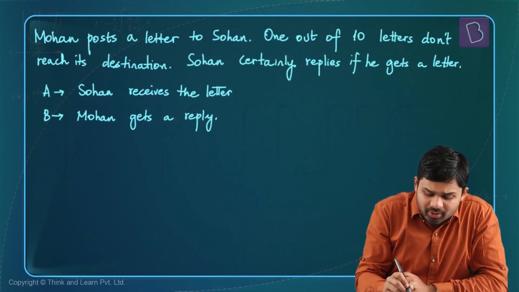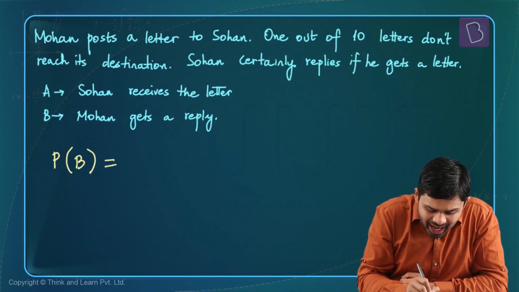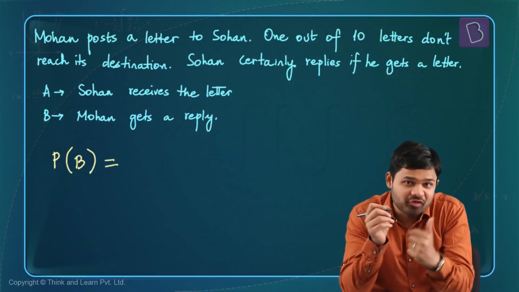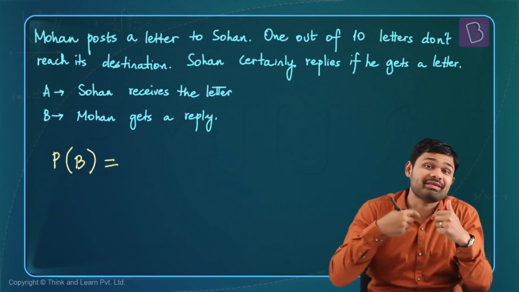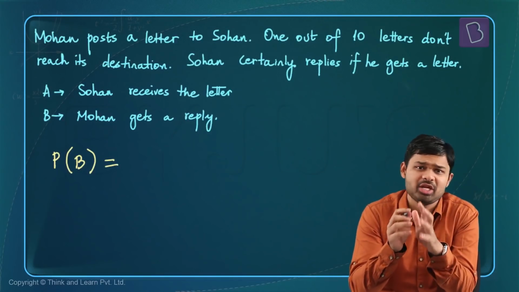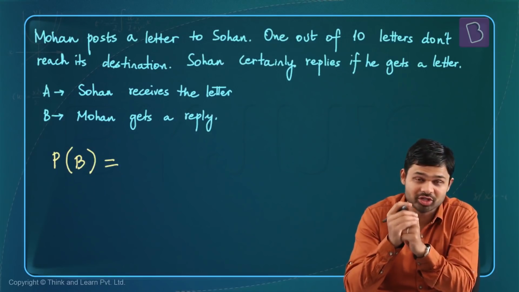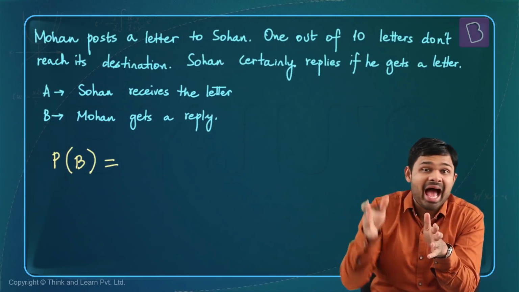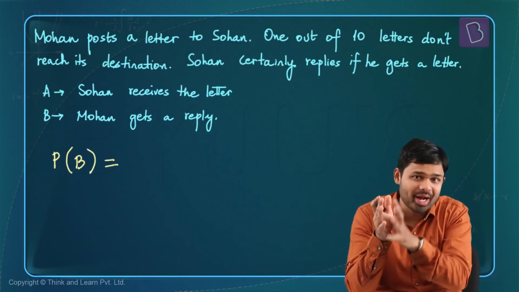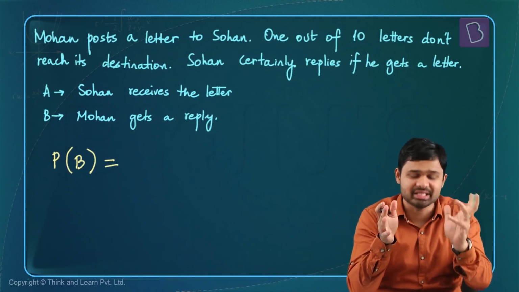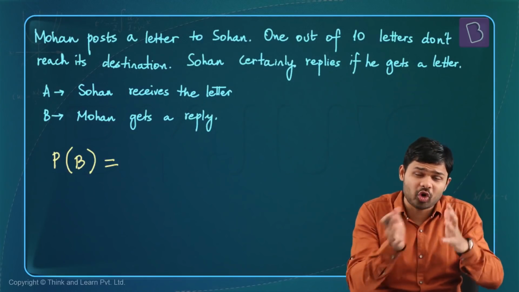So what is the probability that B will happen? Well, for B to happen, first Sohan should receive a letter, and then Sohan writes a reply, which he inevitably always does, and then that letter should reach back to Mohan. So there are a lot of things happening, and they are sequential. They don't happen in parallel. One happens, results in another, results in another. So the probability will be the product of all the three events.